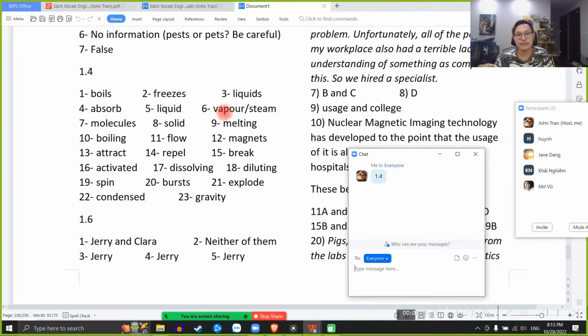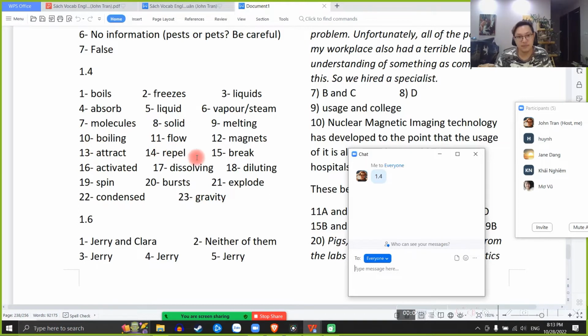Number six is vapor. Vapor or steam. Y kéo dài nè. Number seven is molecules. Những cái phân tử molecules. Number eight is solid. Chất rắn solid. Number nine is melting. Number ten is boiling. Boil thì là boiling. Nó là tính từ. Boiling, it's an adjective here in this case.